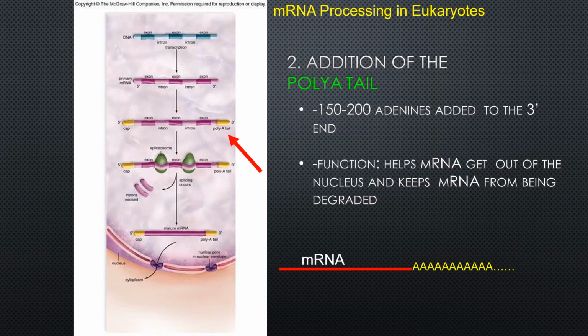The second thing that mRNA processing involves is the addition of what we call a poly-A tail. And so that is put onto the 3' end of our messenger RNA, and it's anywhere between 150 to 200 additional adenines. Why would we do that, right? Well, the function is that it helps the messenger RNA get out of the nucleus and keeps it from being degraded. So it's sort of like a signal part of the messenger RNA that takes it out of the nucleus and protects it from being degraded.